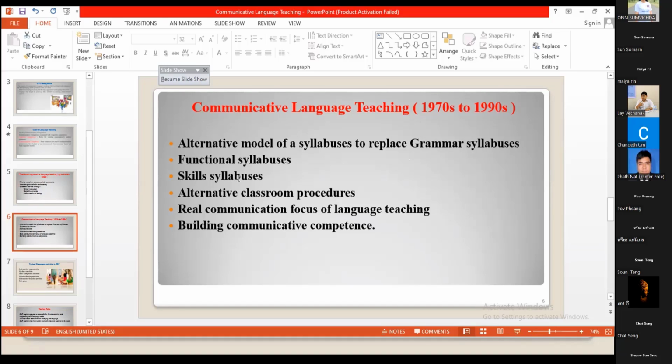Skill syllabus here refers to the macro skills of English teaching: reading, listening, speaking, and writing. So they focused on the skill syllabus. There are also alternative classroom procedures, talking about the classroom. Communicative language teaching also focuses on real communication. The main aim of communicative language teaching is how students can communicate with other students or with the teacher. And the last one, building communicative competence, in order to improve the students' communicative ability.